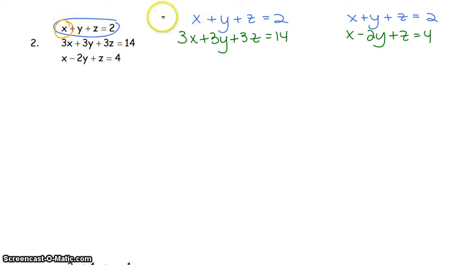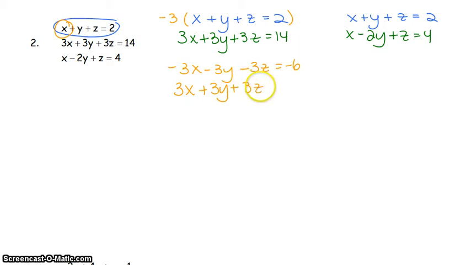So if I want to cancel out the x's, I'm going to multiply the entire first row by a negative 3. That gives us a negative 3x, a negative 3y, a negative 3z is equal to a negative 6. We did not change that second equation, so it stays 3x, 3y, 3z equals 14. We were able to cancel out our x's. Negative 3, positive 3, our y's end up canceling. Our z's end up canceling.